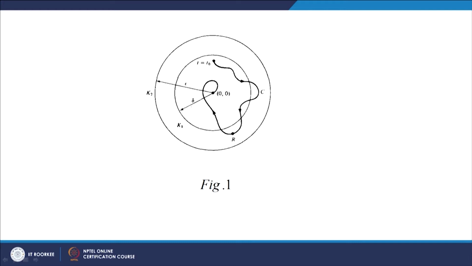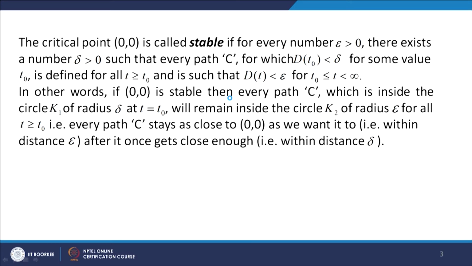Here you can see K1 is a circle of radius delta with center (0, 0), and K2 is a circle with radius epsilon. The distance of this point at t0 from the origin, that is d(t0), is less than delta, and then you can see that for all t greater than or equal to t0, d(t) is less than epsilon.